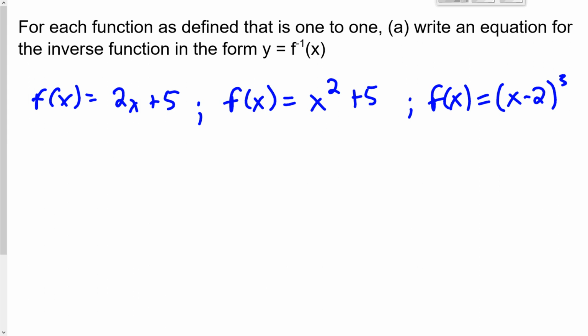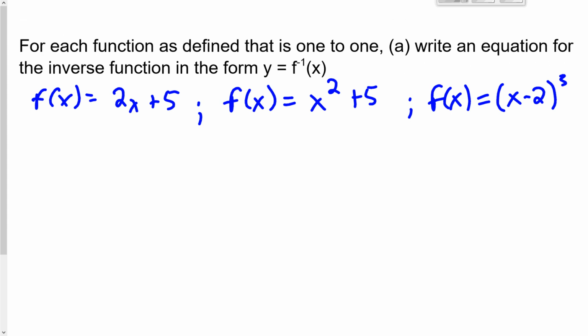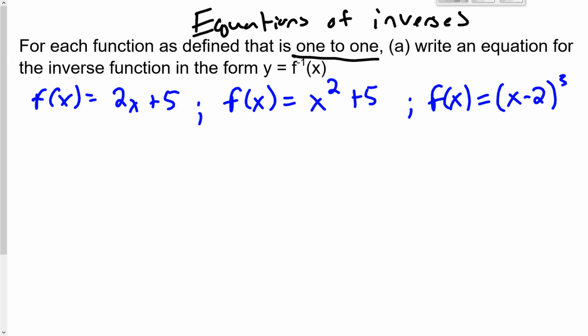Last subject in section 4.1 is equations of inverses. We can find the inverse of any equation. Technically, these are looking at one-to-one functions, right? If the function is not one-to-one, then its inverse would not be a function.